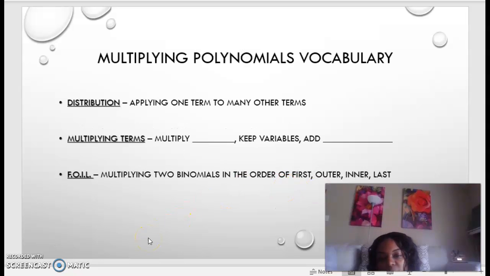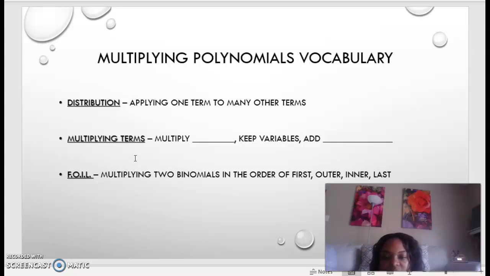So for polynomials, some important vocabulary is distribution. Distribution is applying one term to many other terms. So for instance, if we have 2 times x plus 4, distributing means we multiply 2 times x and then 2 times the 4. Then multiplying terms, so there's a specific way we multiply terms. And I'm covering that on the next slide where I show the answers.